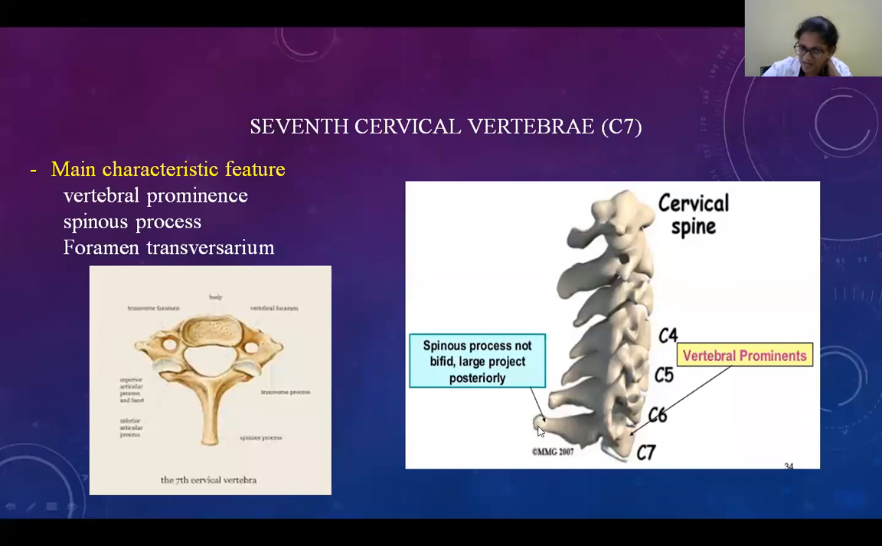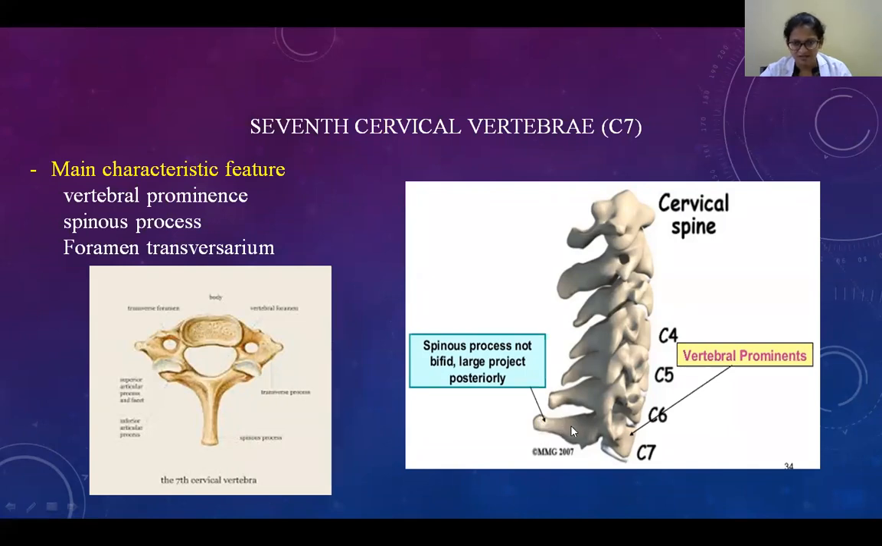This will be easily palpable behind the neck. It is subcutaneous. This process will be subcutaneous. And this is the site from where the rest of the spines will be counted, from the 7th cervical spine, which is long and prominent.